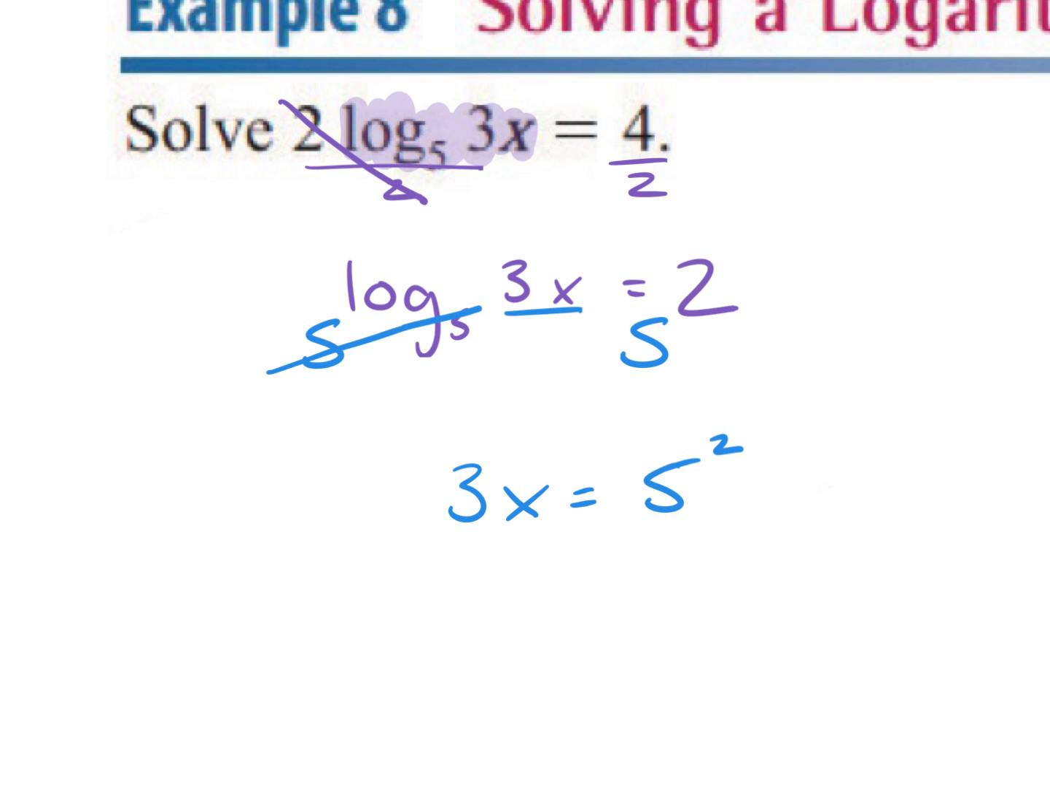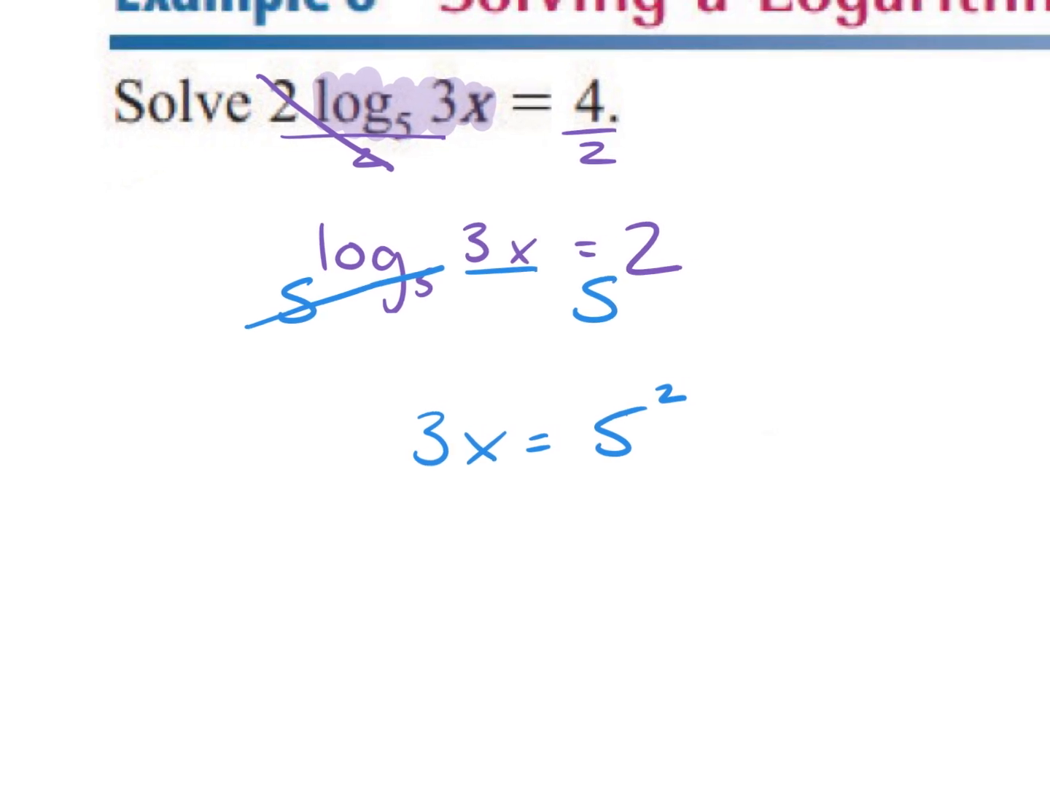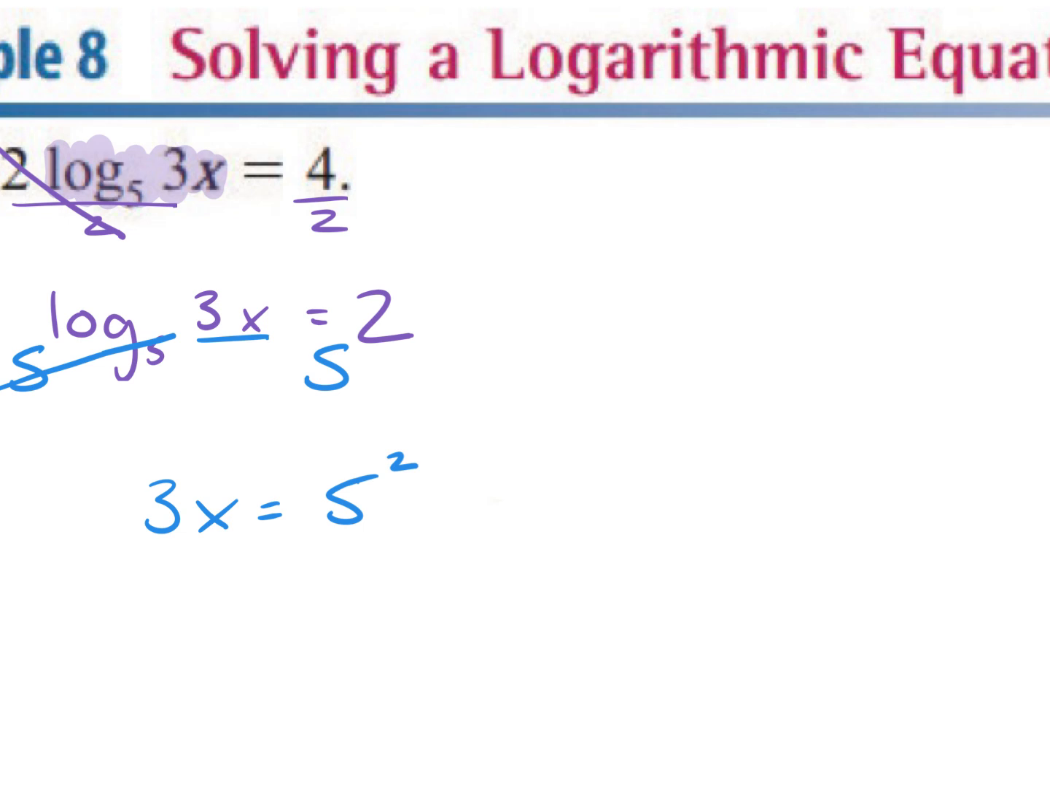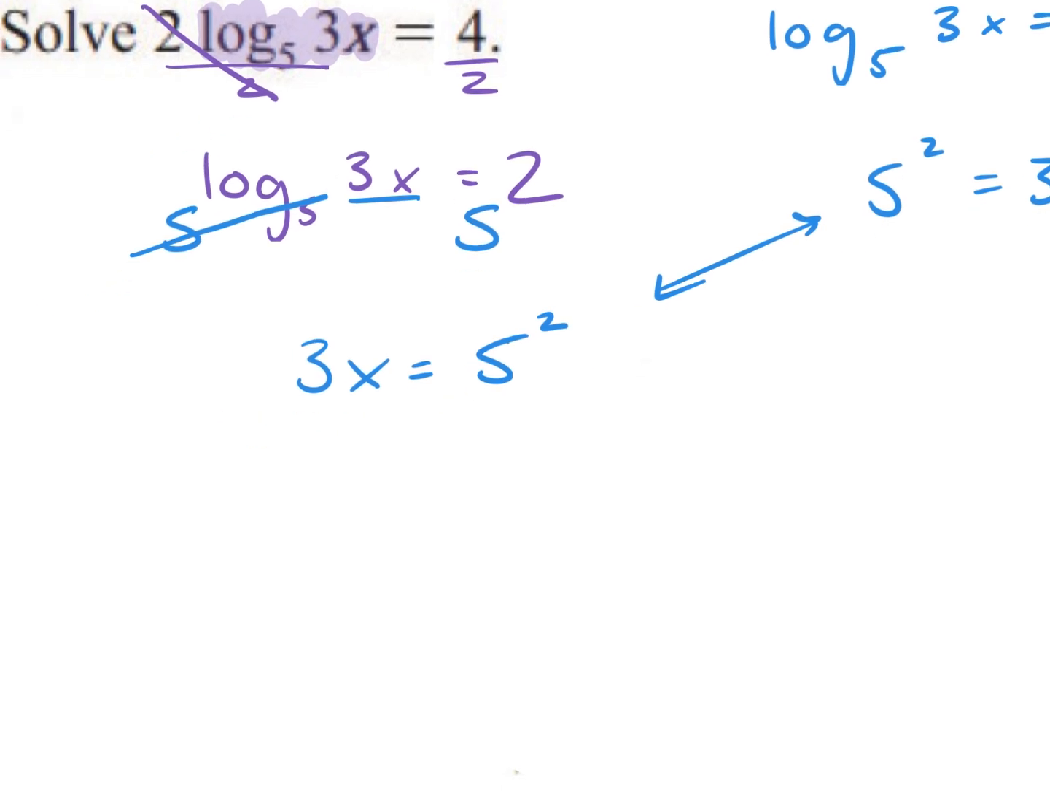Could you do how we did in the last lesson? We would do 5 to the second power equals 3x. Like move it to exponential. Yeah, it's the same idea, same thing. If we have log base 5 of 3x equals 2, and we rewrote this into exponential form, we'd have 5 to the second power equals 3x, which is the same exact equation that we got here. So you can do it that way. If you like to think about it that way, totally works.